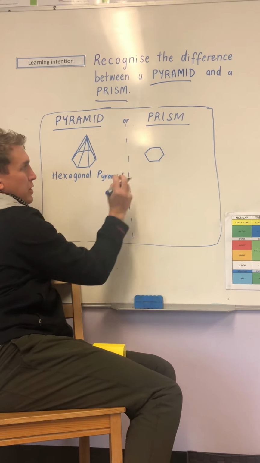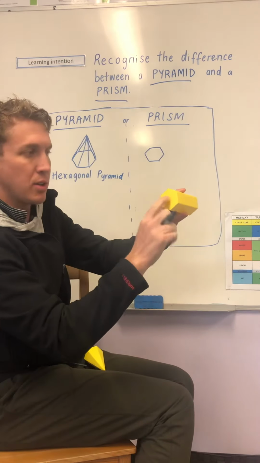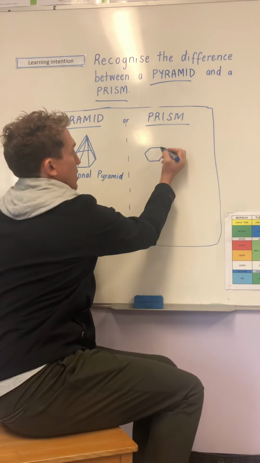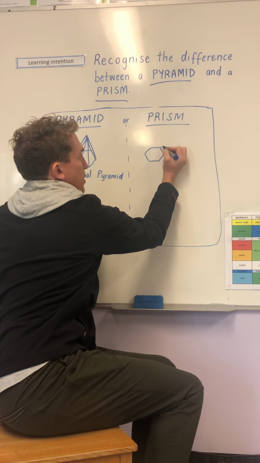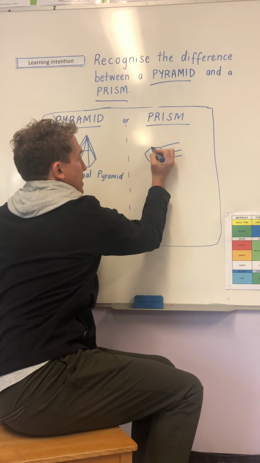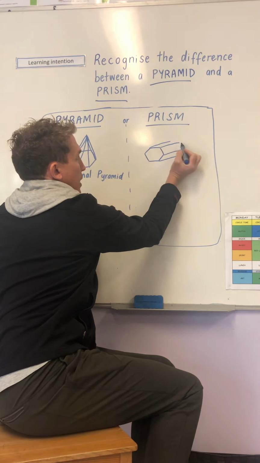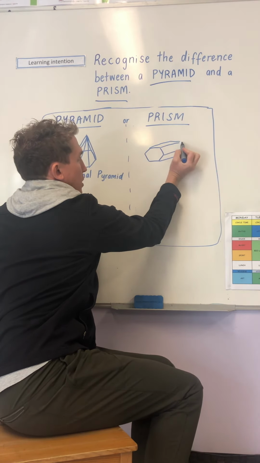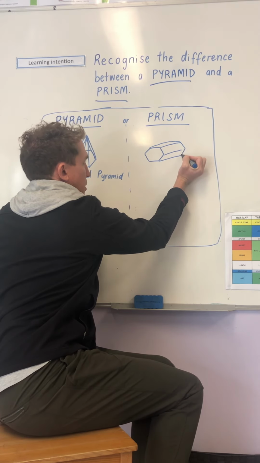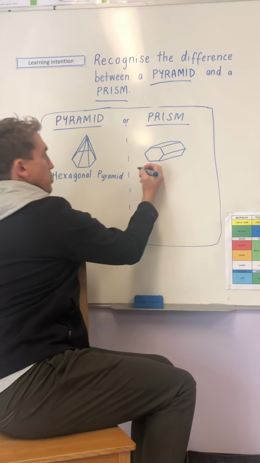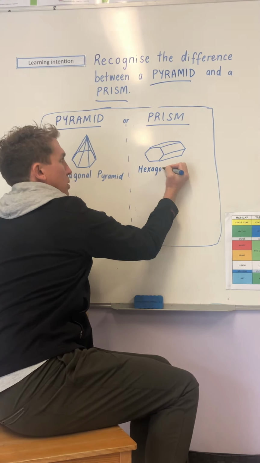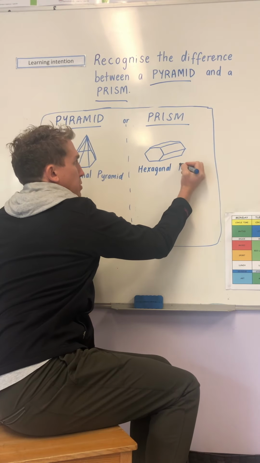And this one here, we had a hexagon on this end, rectangular sides, and then a hexagon on the other end. So the lines sort of go more straight back like this. And then we've got another hexagon that looks like that. And this one's a hexagonal prism.